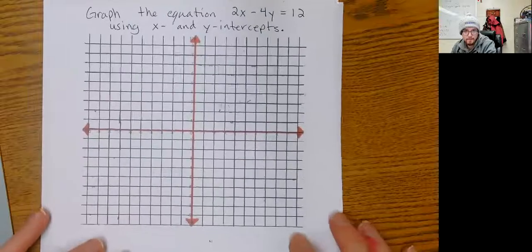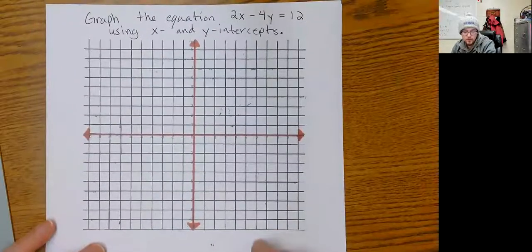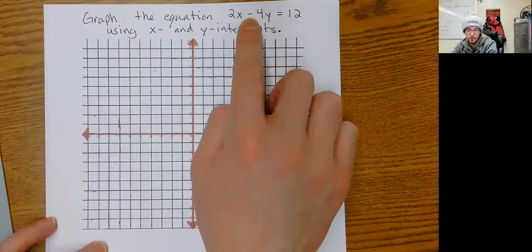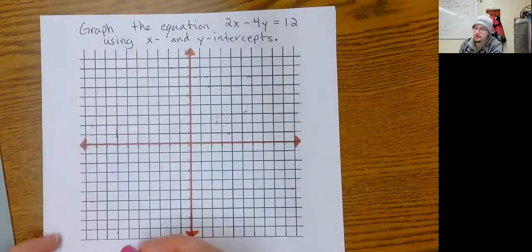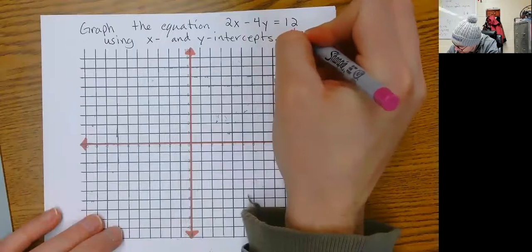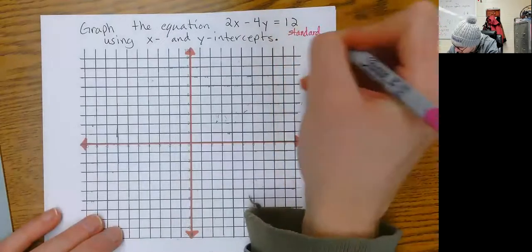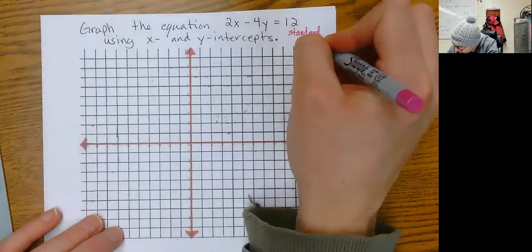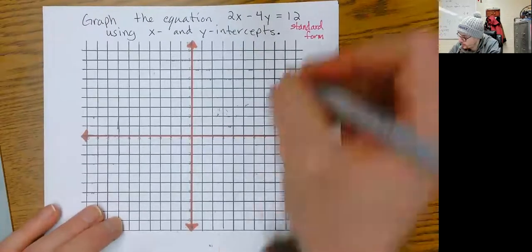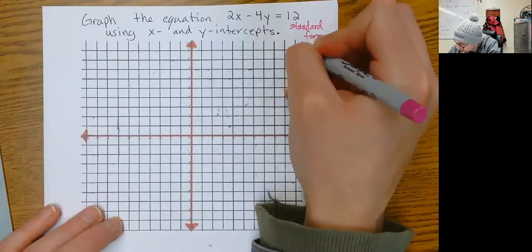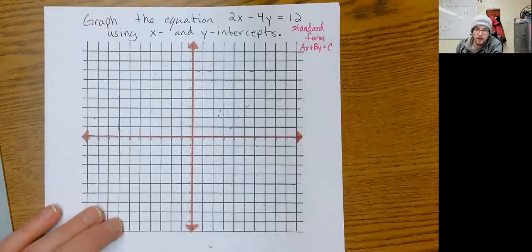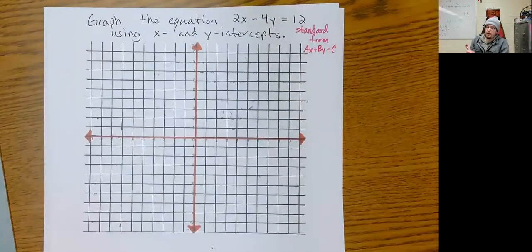Last one. Now this one, you're going to graph using x and y intercepts. Now this is not in slope intercept form. This is in what is called standard form, which is, if I go down here, well, I can fit it in here, right? It's ax plus by equals c.